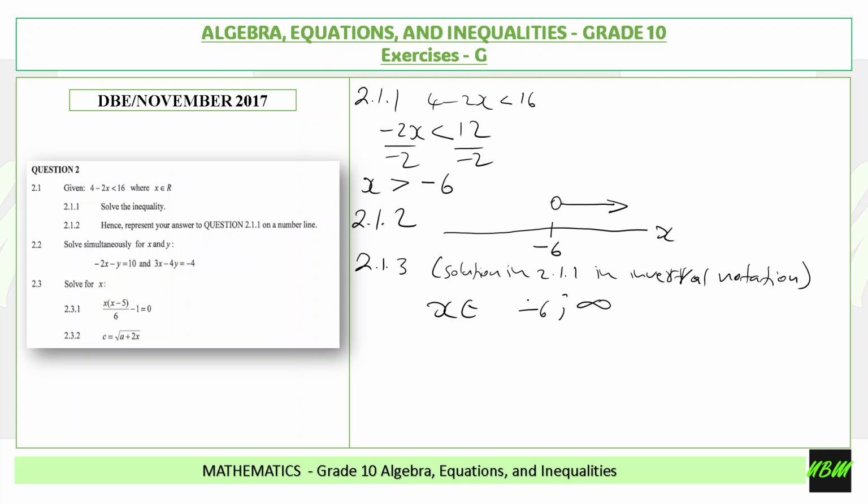Now the side of negative 6, is it open bracket or closed bracket? We go to the inequality. It is just greater than. Therefore, it will be open bracket, meaning not included. Then on the side of infinity, it will also be open bracket. Whenever we are having infinity, it will always be open bracket, as we don't know what is up to infinity. Right. Then let's move on to 2.2.